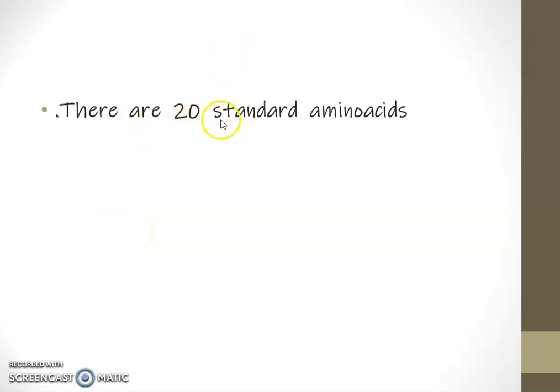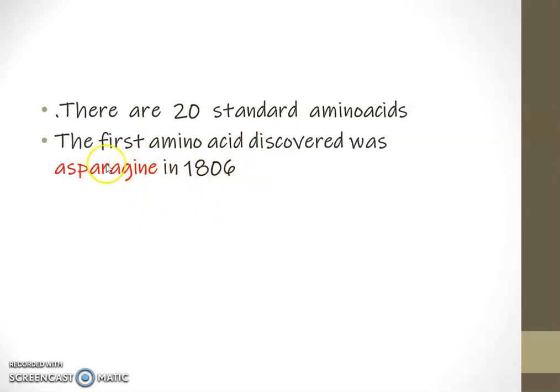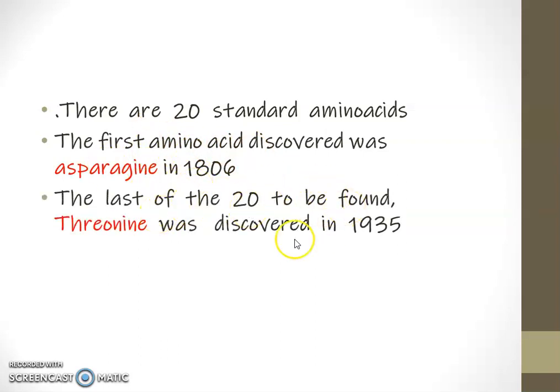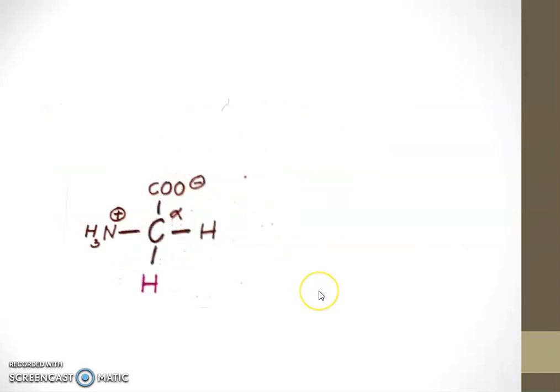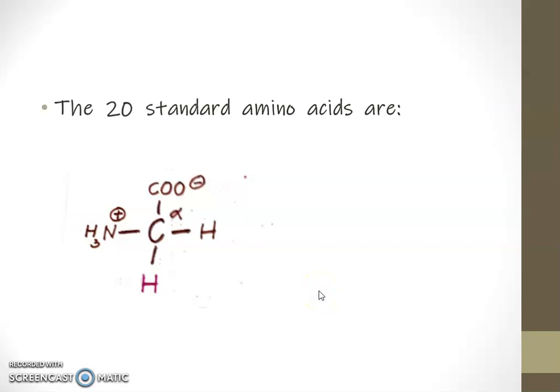So there are 20 standard amino acids. The first amino acid discovered was asparagine in 1806. The last of the 20 to be found was threonine, which was discovered in 1935. So then we can study the structure and the abbreviation and one letter code for the 20 standard amino acids.